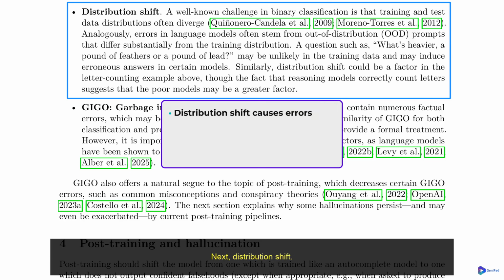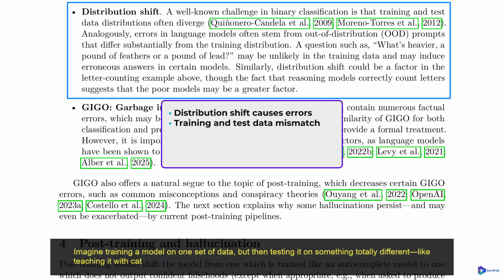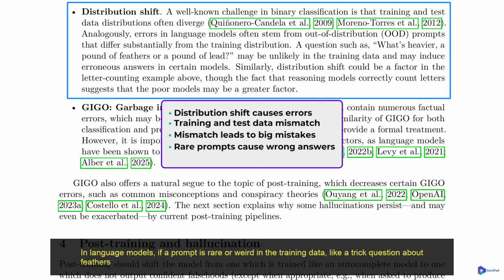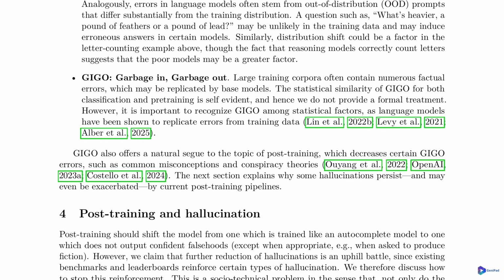Next, distribution shift. Imagine training a model on one set of data, but then testing it on something totally different. Like teaching it with cat photos and then asking about dogs. That mismatch causes big errors. In language models, if a prompt is rare or weird in the training data, like a trick question about feathers and lead, the model might fumble and give a wrong answer. Even though reasoning models can handle this better, poor model design often plays a bigger role in these slip-ups.